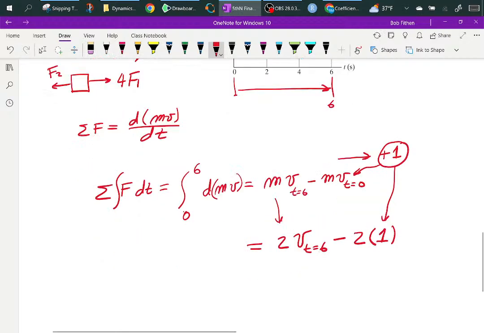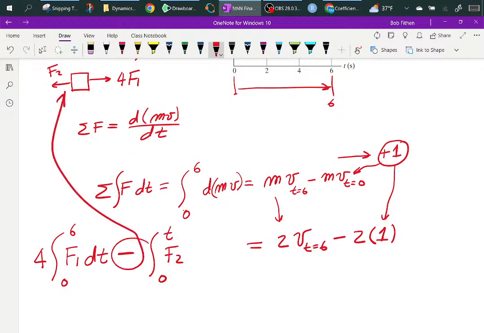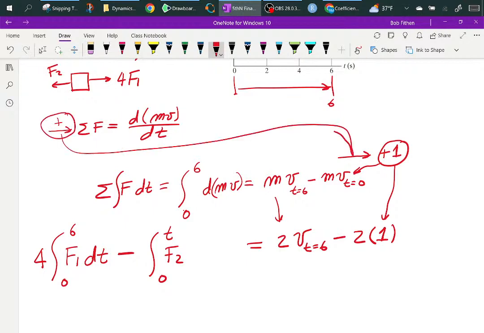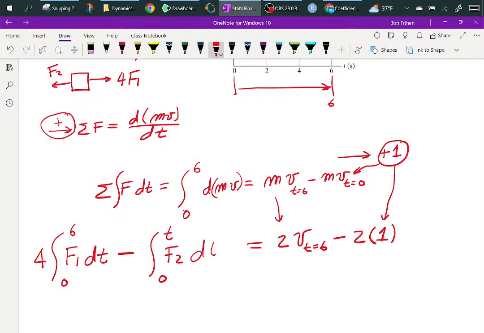Now I've got to integrate two forces. So what I do is F1, I integrate F1 from 0 to 6 plus, was it? No, I got a 4 right there. And then I got a minus integration of F2, 0 to 6. This is minus because it's going to the left. So I should have said this to begin with. I should have somewhere said that's positive. The force to the right here, that's positive. That's negative. I should have put that there. And then I got dt.